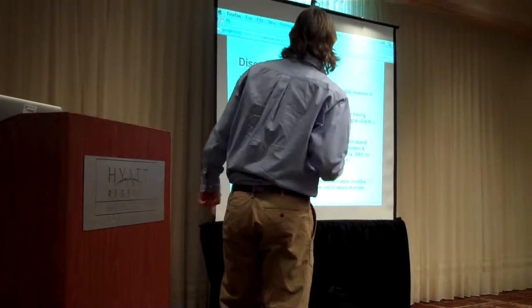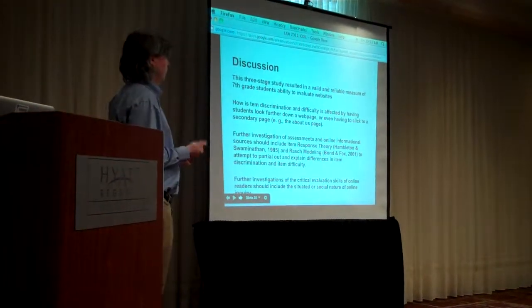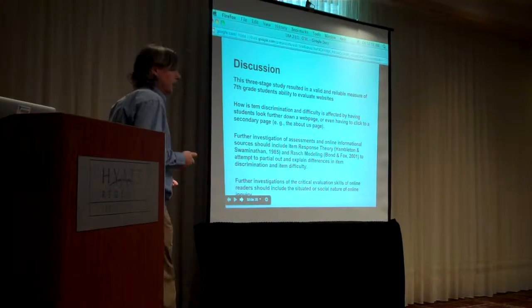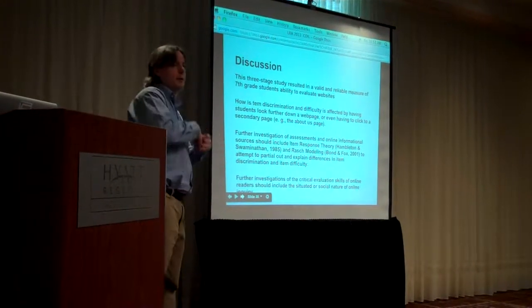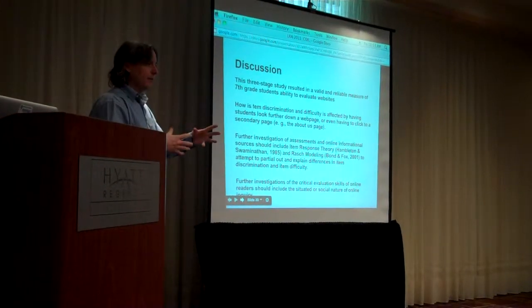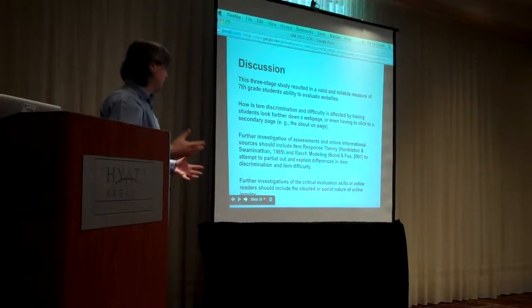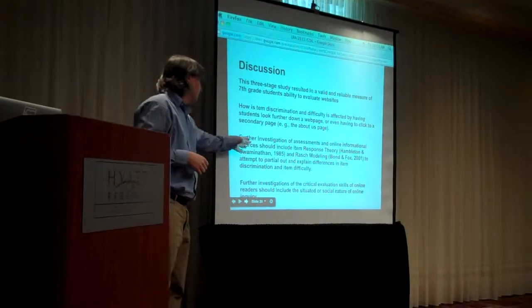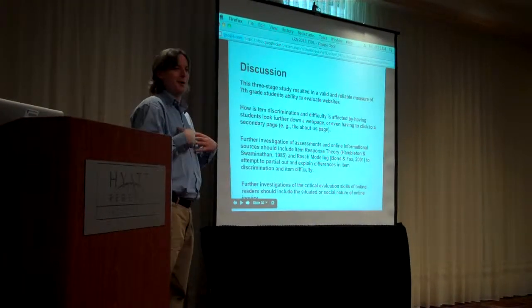All right. So we ended up with a valid and reliable measure of 7th grade students' ability to evaluate websites, but we need to know how test format and demonstration and difficulty are affected by the kind of links, using the 4 links, using the reading level of websites. There's so much in there. And we need to look at item response theory and Rasch modeling. We don't know how to do that, so we have to find somebody to work with.